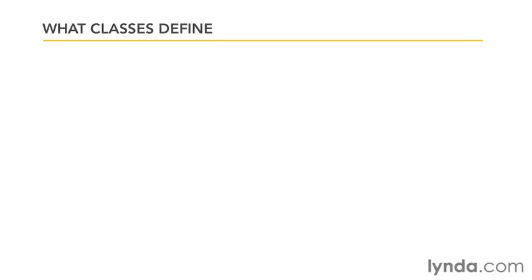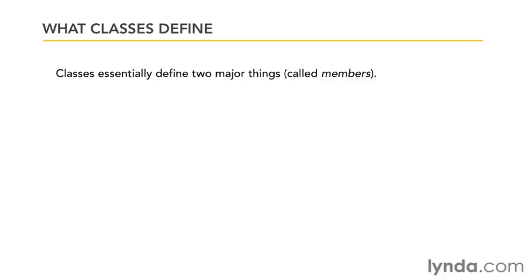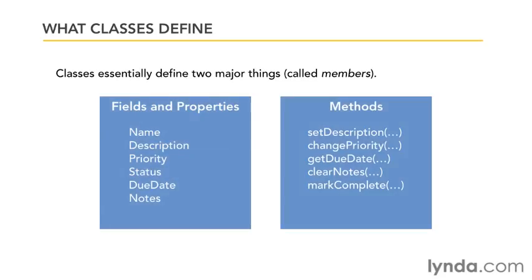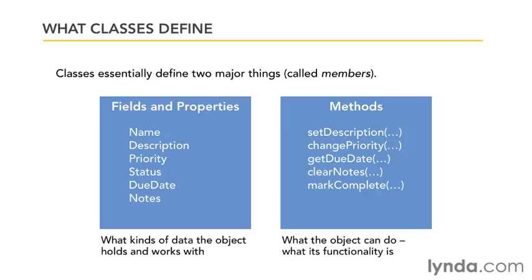So what do classes define? Classes essentially define two major things, and these are called members. The first set of things is fields and properties. The second set of things are methods or functions. Now, functions and methods are pretty much the same thing, but the word method is what's commonly used in object-oriented terminology, so that's what I'm going to use here. The fields and properties are the kinds of data that the object holds and works with. The methods are what the object can do. This is their logic, the functionality contained in the object.